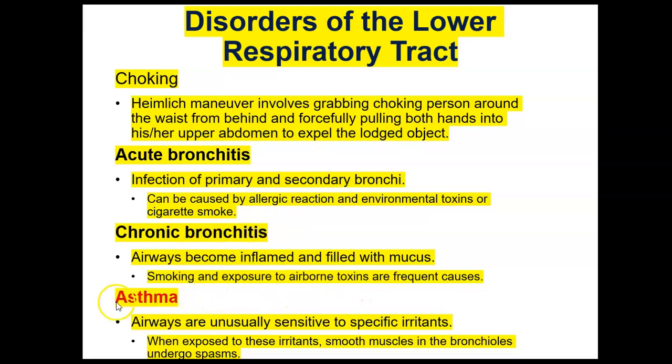And then asthma is when the airways are unusually sensitive. This is more of an allergic type thing. They're unusually sensitive to specific irritants, and when the person is exposed to these irritants, smooth muscles in the bronchioles undergo spasms, so it causes those bronchioles to constrict, and it makes breathing very difficult. So the person will wheeze and cough to try and breathe.